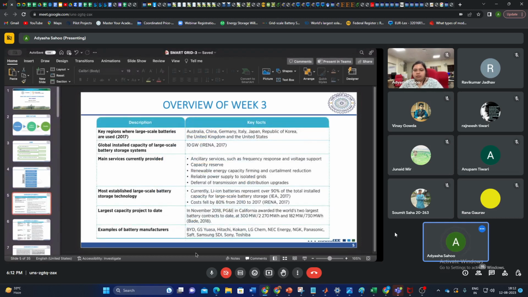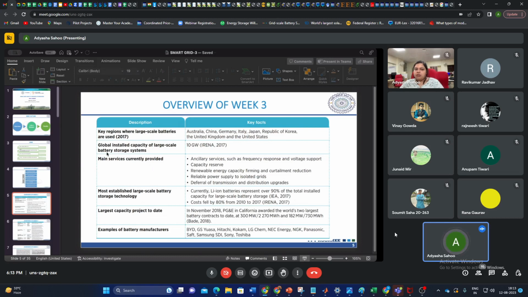Okay, so as we can see, the key regions where large-scale batteries have been deployed, and this data is based on 2017. There is Australia, China, Germany, Italy, Japan, and other countries. India is not advanced up to now compared to these countries, and the global installed capacity is around 10 gigawatt.